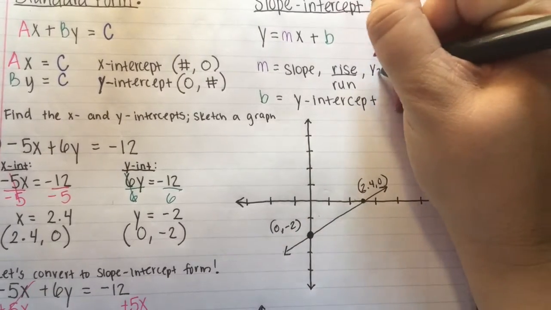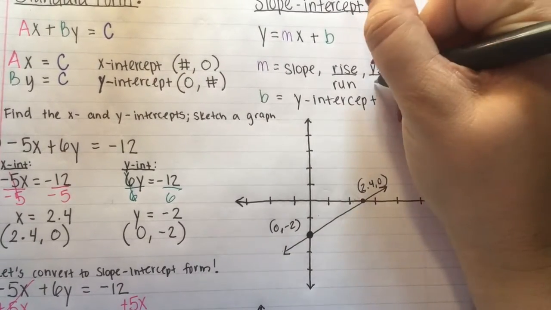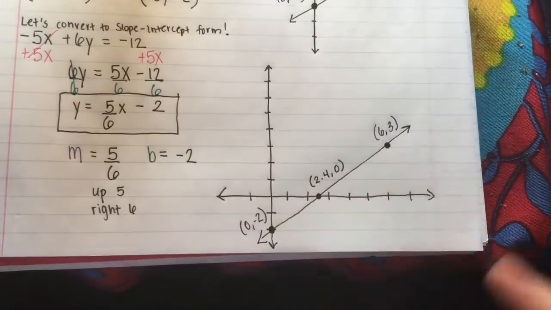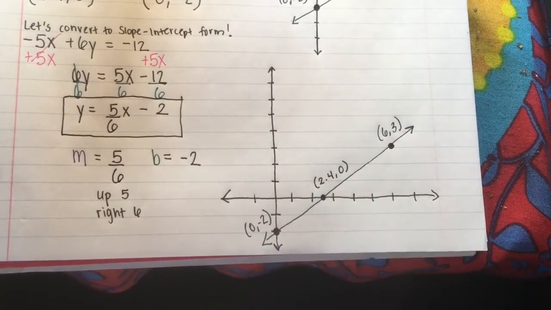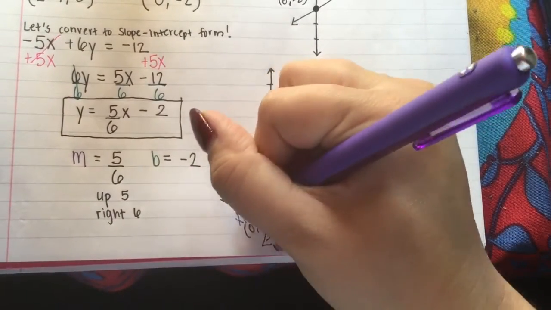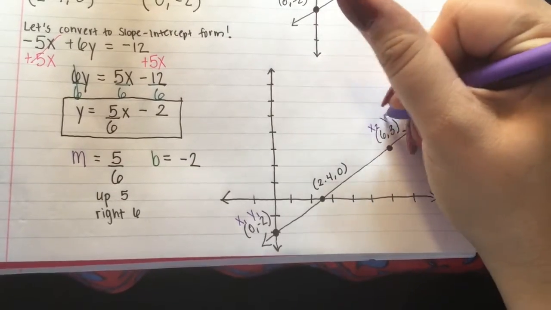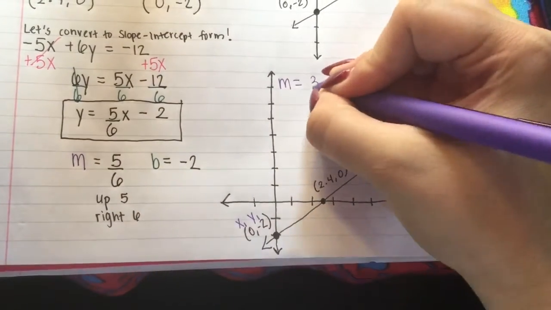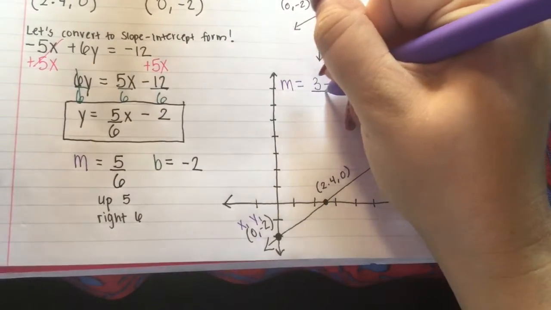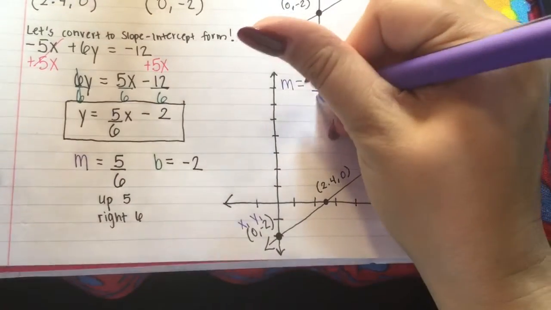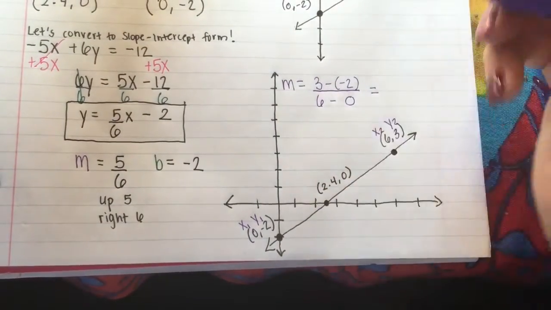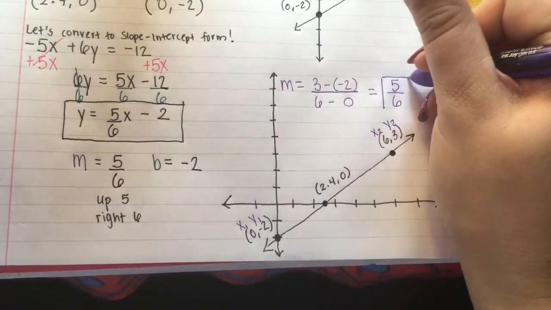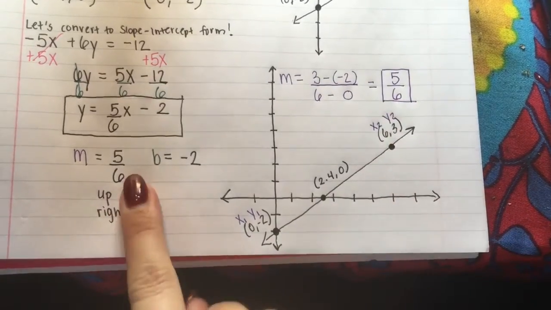Remember that slope is a formula, y2 minus y1 over x2 minus x1, the changes in y's over the changes in x's. So I'm going to go ahead and label that new point and my y-intercept x1, y1, and x2, y2. That just means the first point and the second point. When I plug those into that formula, 3 minus negative 2, y2 minus y1, over 6 minus 0, x2 minus x1, is going to give me 3 plus 2 is 5, and 6 minus 0 is 6. So notice that these slopes match.